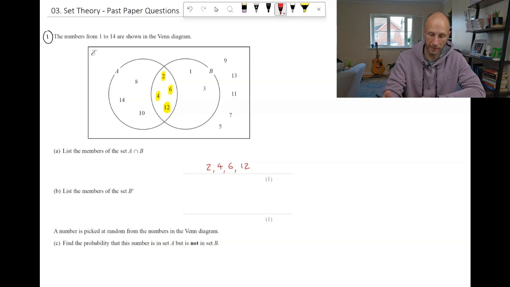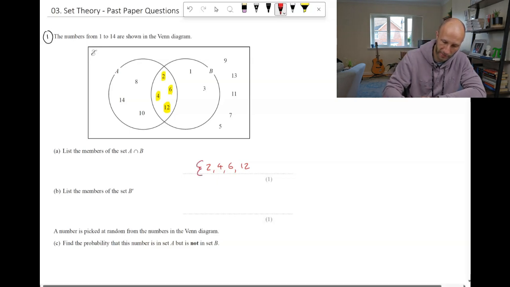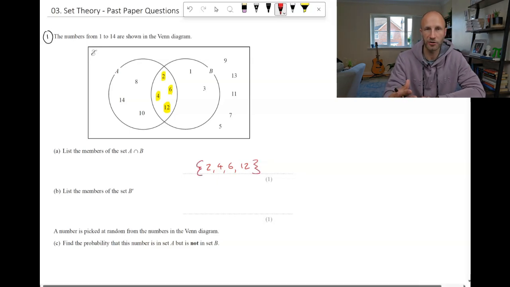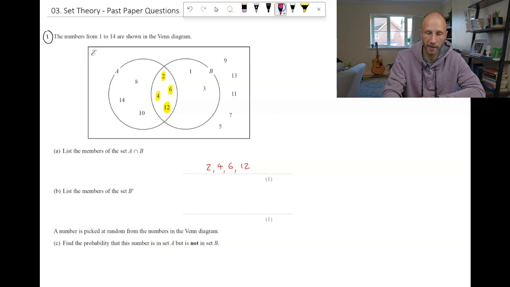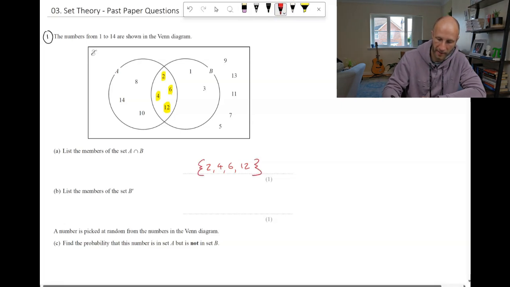Notice how I write individual elements down. I could, if I want to, put curly brackets around this, but because I'm just asked to list the members, I don't need to do that. If I'm defining a set, I should do that. If you're ever in doubt, then just put them in anyway, and you're going to get the marks for it.